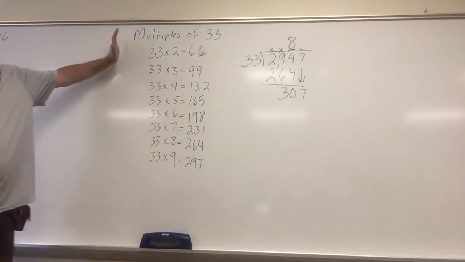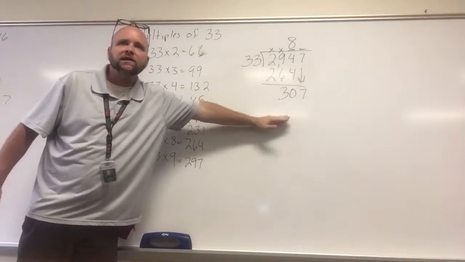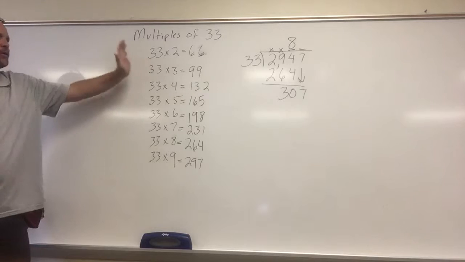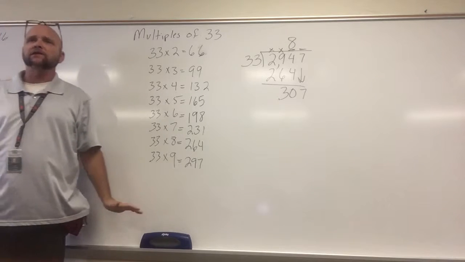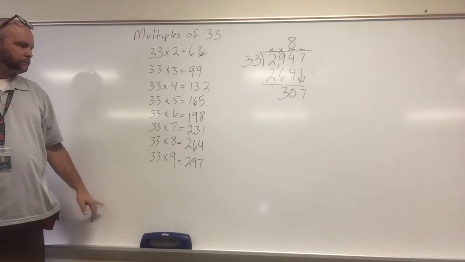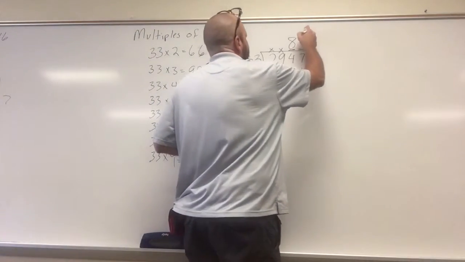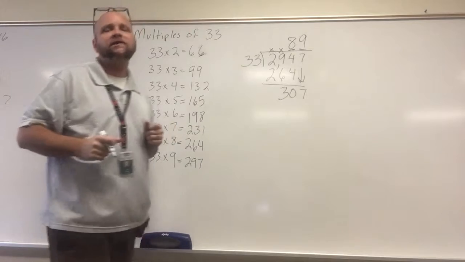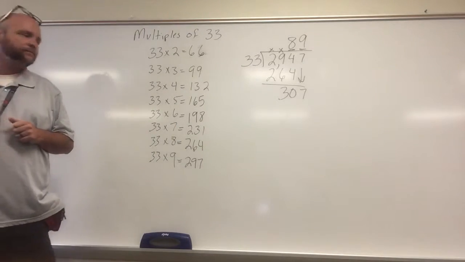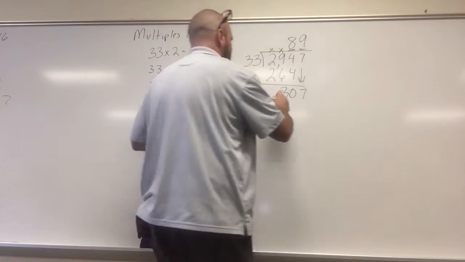So what is as close to 307 as I can get without going over 307? 33 times 9. Good. 33 times 9. And what does 33 times 9 equal? 297.